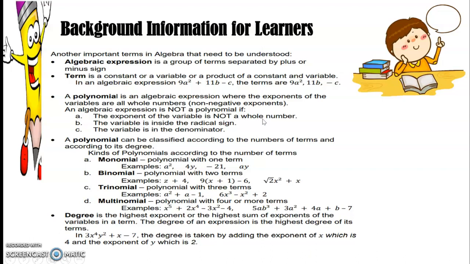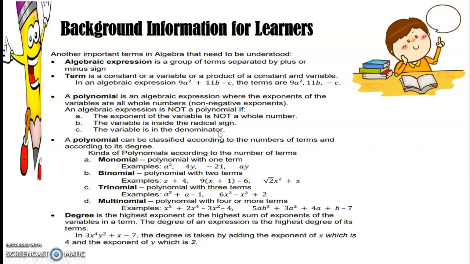So magsiling ka whole number that is from 0, 1, 2, 3, 4, 5, 6, 7, 8, 9, 10, so on and so forth. Whole numbers na siya. Pero magnubo sa 0, hindi na siya whole number. So kung ang exponent sa variable hindi siya whole number, or kung negative siya, meaning, hindi siya polynomial. Okay, next, letter B, the variable is inside the radical sign.